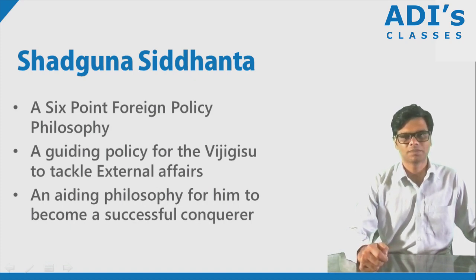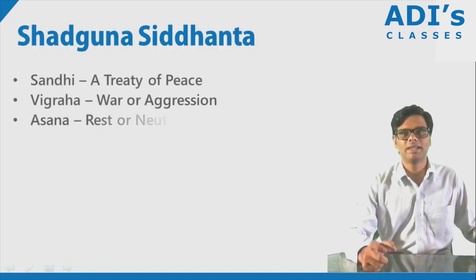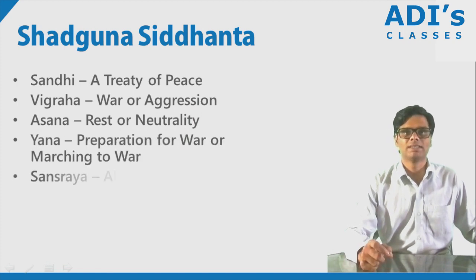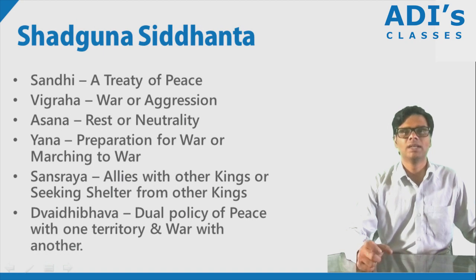Kautilya is a realist. His principles reflect the same. There are 6 principles that he gives in the Shadguna Siddhanta. They are Sandhi. Sandhi means a treaty of peace. Second, Vigraha. Vigraha means war or aggression. The third one is asana. Asana means rest or neutrality.